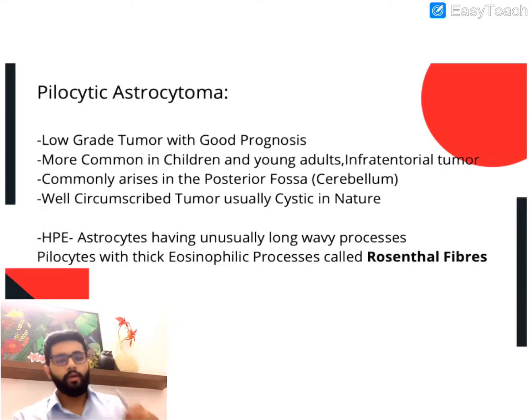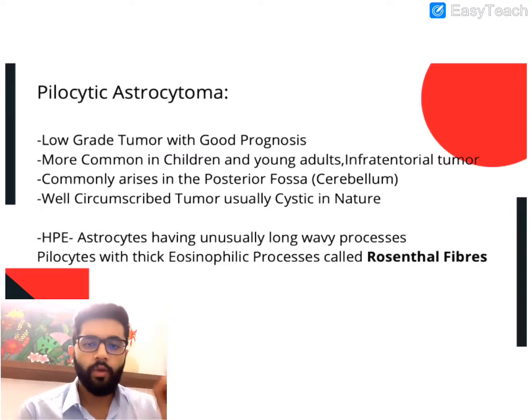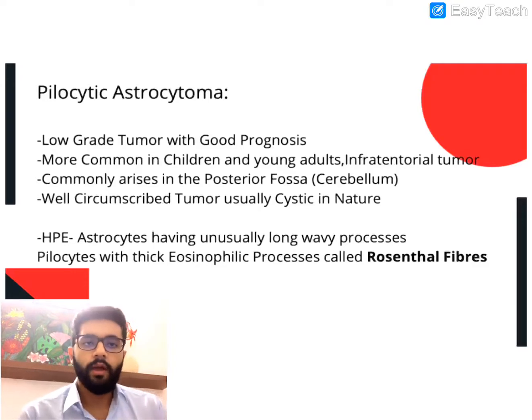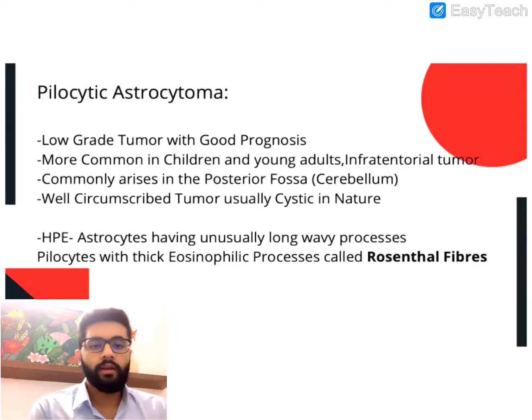So we'll talk about those in detail, and grade 2 and grade 3 very briefly. So firstly, the pilocytic astrocytoma. This is a low grade tumor with good prognosis. I told you it's grade 1, so therefore it's a low grade tumor with a good prognosis, and it is more common in children and young adults.